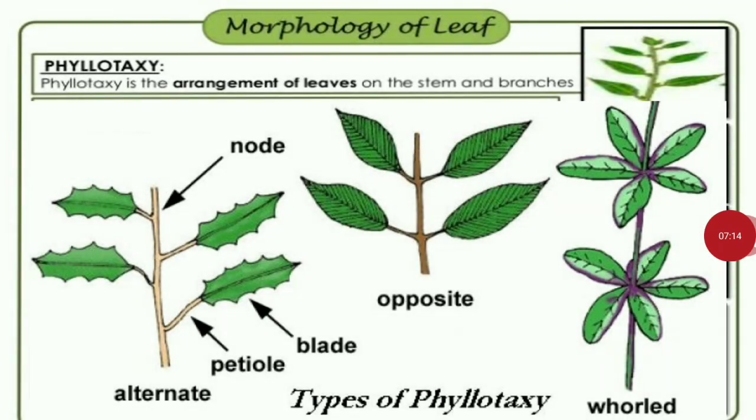Phyllotaxy मतलब arrangement of leaves on stem and branches. In this topic, we will study how leaves beautifully arrange themselves on the stem. You might have noticed that every plant shows a different arrangement on the stem. This is called phyllotaxy.